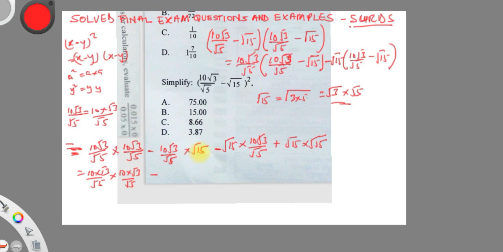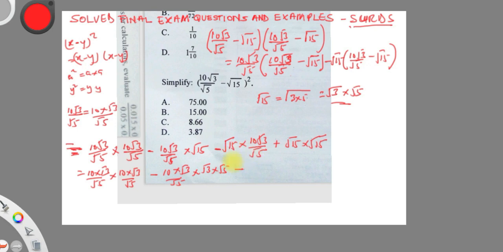So we apply that one here. When we come here, this is the same as 10 times square root of 3 all over square root of 5, and then times this square root of 15, the same as square root of 3 times square root of 5. I mean, this is this all over 1. And then minus, so when we come here, we have what?